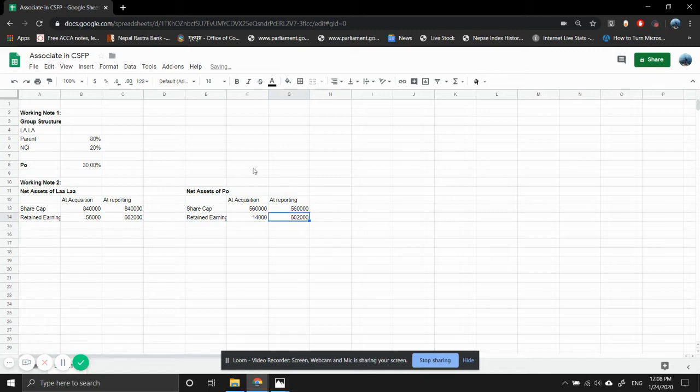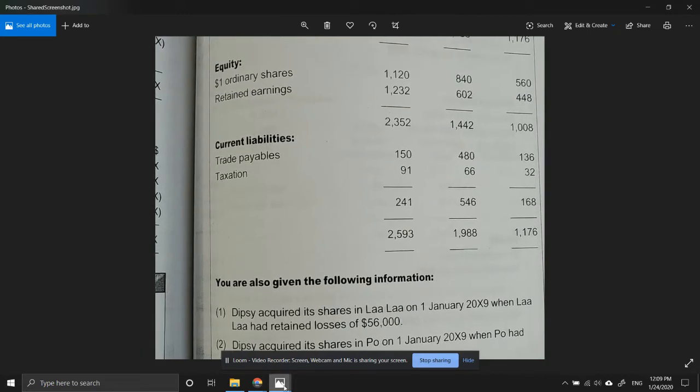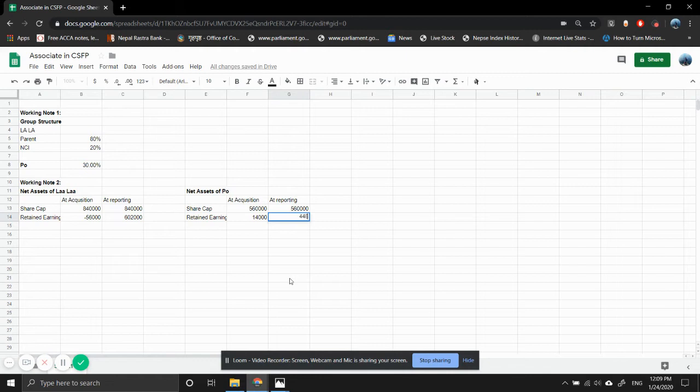140,000, right? And then it has improved to 448, 448,000, right? So this is 560,000, and then let's total it up, because since we don't have any other fair value adjustment, we can just sum it up. Did the same for the other thing as well.